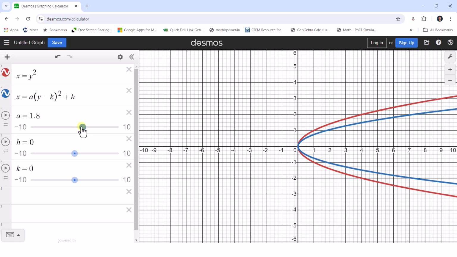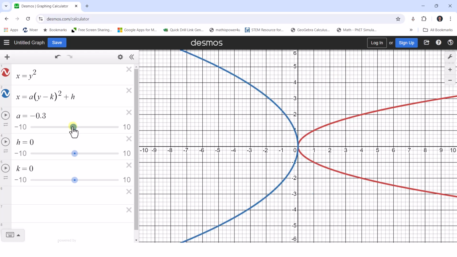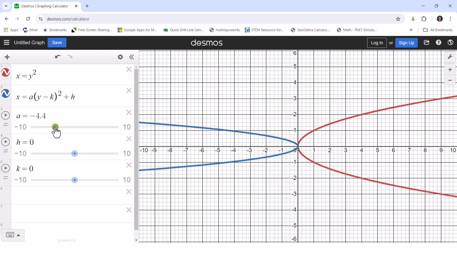Remember, if a is positive and the absolute value of a is between 0 and 1, the parabola is horizontally compressed and becomes more wide, which we see here in blue on the right. And then as soon as a turns negative, notice the parabola opens to the left. Let's set a equal to negative 1.